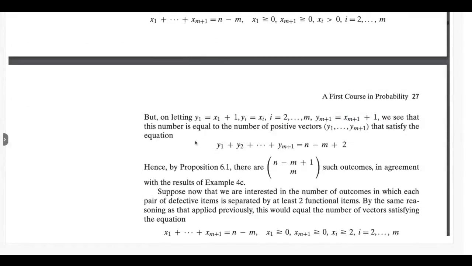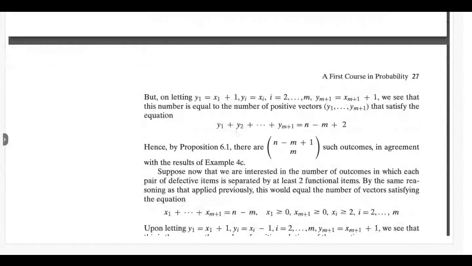We see that this number is equal to the number of positive vectors that satisfy this equation: y1 plus y2 up to ym plus 1 equals n minus m plus 2. Because in the middle, all yi's equal xi's, right? Only y1, we add 1, and to x of m plus 1 we add 1. So we add 2 in total. For the rest of the i's, xi equals yi. That's why we have n minus m plus 2.